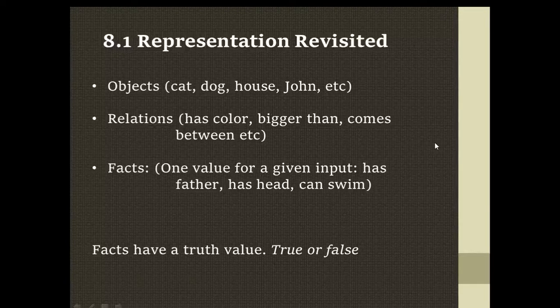For example, we're going to choose a way to represent a language, and it's going to be this. We know there are objects: cat, dog, house, John, and we know their relationships. So the cat has a color, the dog has a color, the house is bigger than, comes between 0 and 2. These are relations that relate more than two objects together.